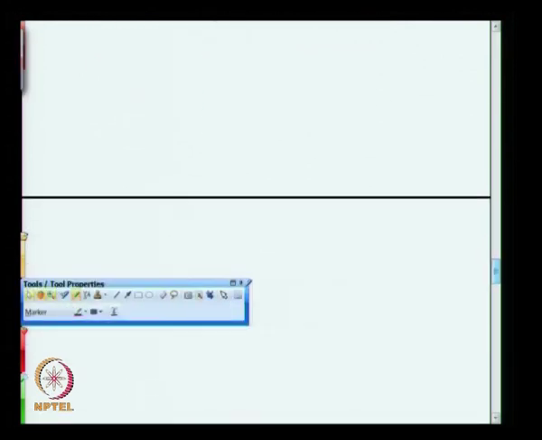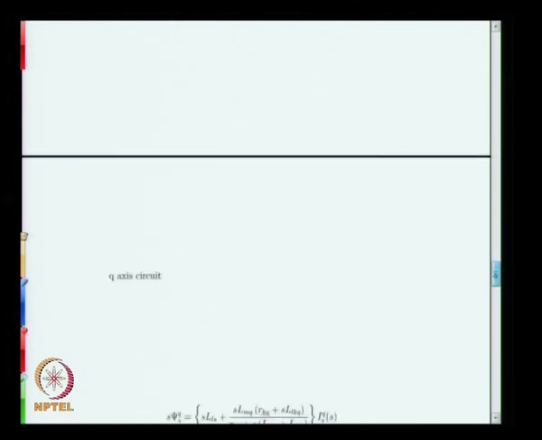Now, we need to look at the Q axis. In the Q axis, the equivalent circuit that we had was, you had the leakage inductance of the stator, and then the magnetizing inductance of the Q axis, LMQ, and then you have the Q axis damper branch, that is there here, this is RKQ LLKQ.